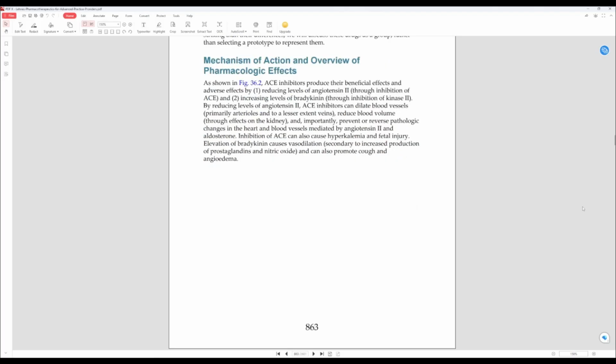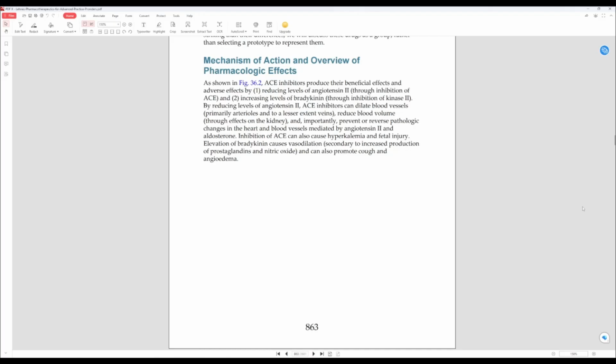So, we'll start with the mechanism of action and overview of pharmacologic effects. As shown in figure 36.2, ACE inhibitors produce their beneficial effects and adverse effects by, one, reducing levels of angiotensin II through the inhibition of ACE, and two, increasing levels of bradykinin through the inhibition of kininase II.